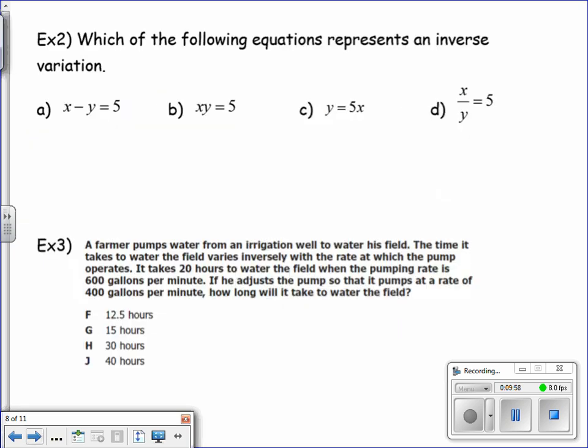Okay, a few more examples. For example 2 here, which of the following represents an inverse variation? All right, so basically, no addition or subtraction, so you know it's not letter A.